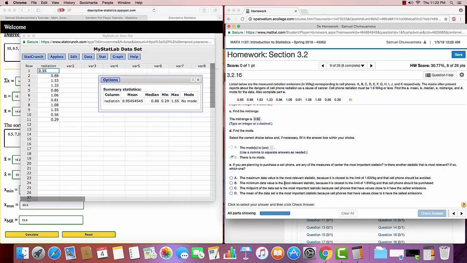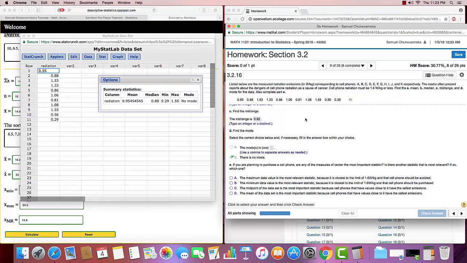If you are planning to purchase a cell phone, are any of the measures of center the most important statistic? Is there another statistic that is most relevant? If so, which one? Well, if I'm planning to purchase a cell phone, I will look at the one with the lowest radiation, the minimum. The minimum one is very, very important. You can't go with the maximum. So I'm going to look for the one with the minimum radiation. But let's look at the options. A, the maximum data value is the most relevant statistic because it is the closest to the limit of 1.6 W per kg, and that cell phone should be avoided.